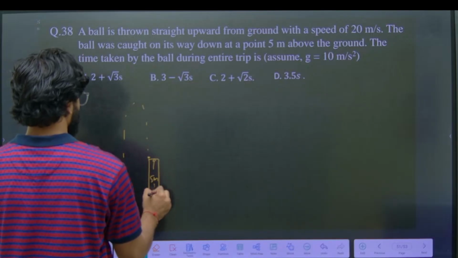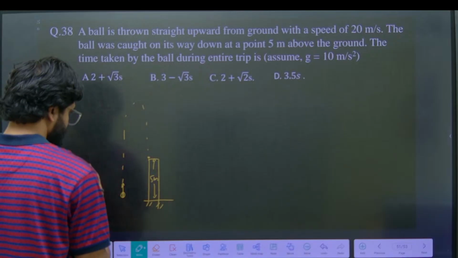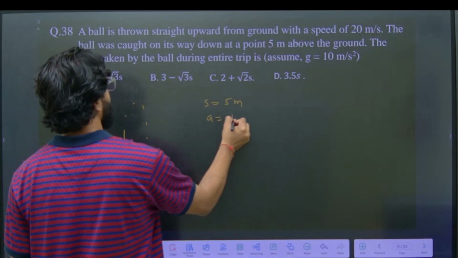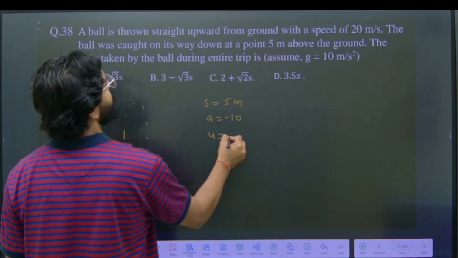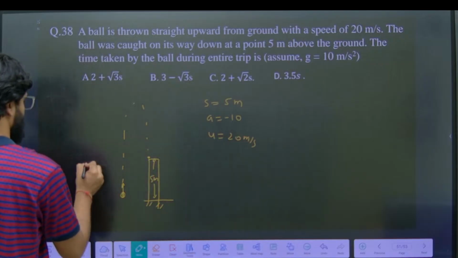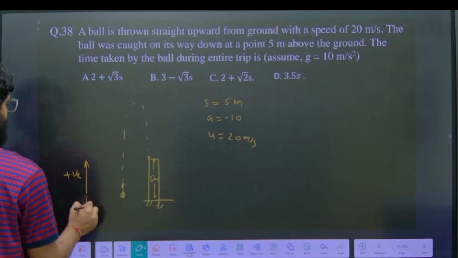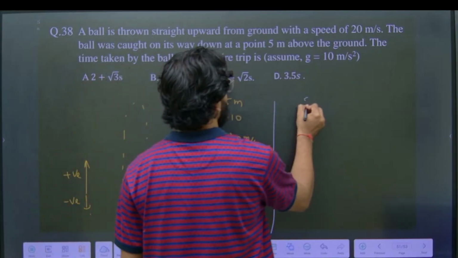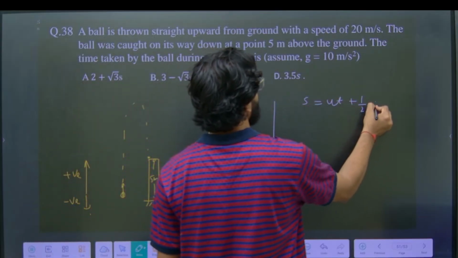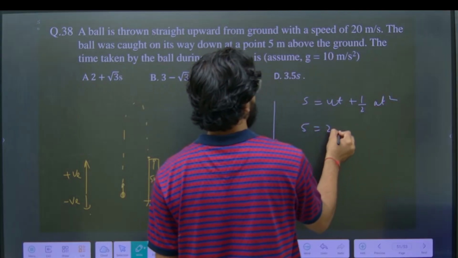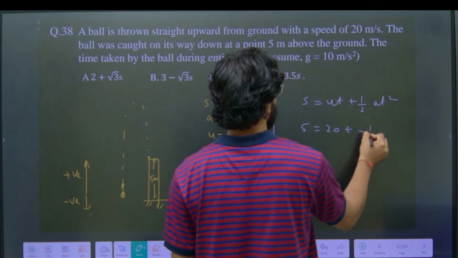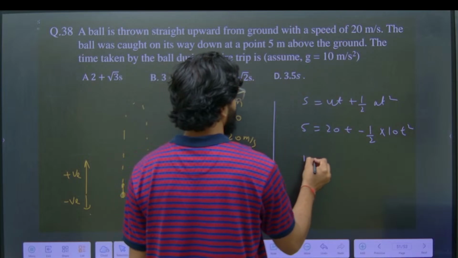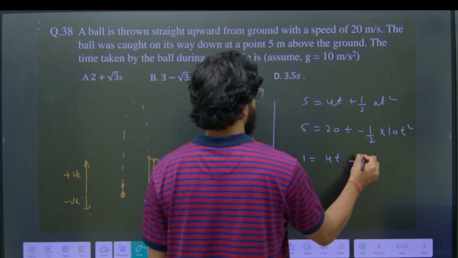This is 5 meters high, so your net displacement is just 5 meters. A is -10, u is 20 meters per second, correct, because upward is positive and downward is negative. So can we write S equals ut plus half at square. S is 5, u is 20, and they are asking for t only. So 5 equals 20t minus half into 10 into t square. We can cancel out 5, so it will be this thing minus t square.